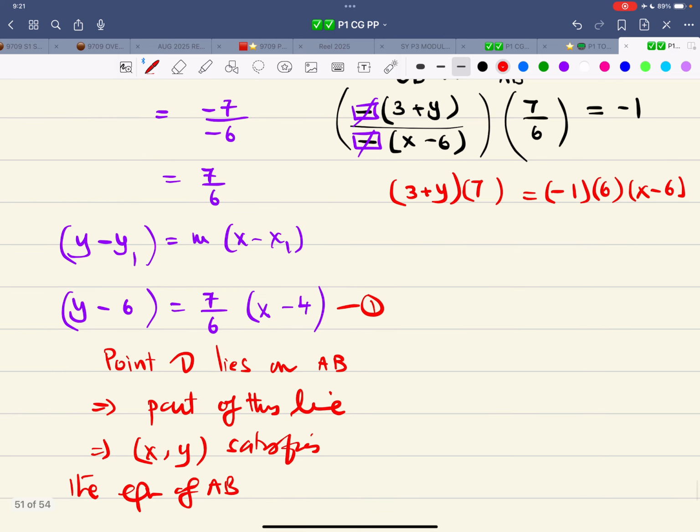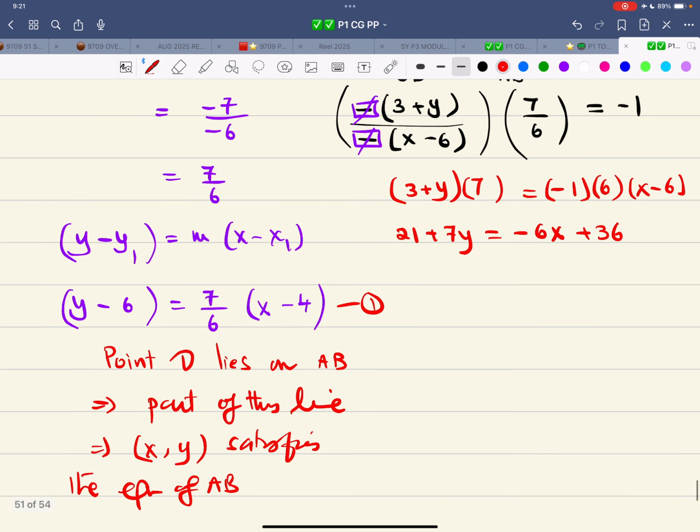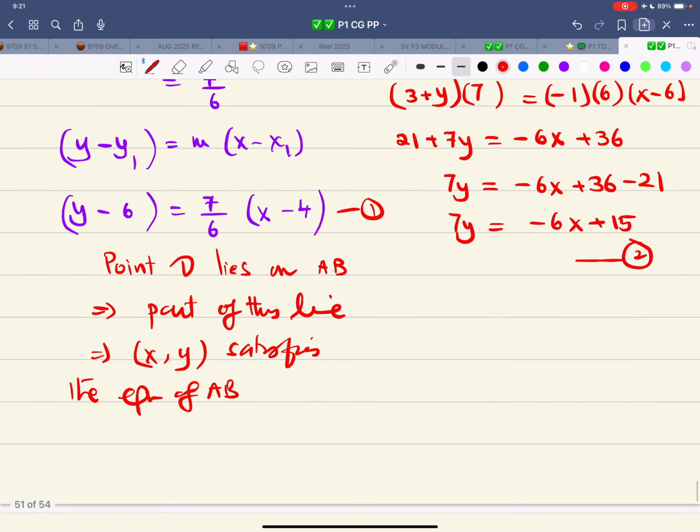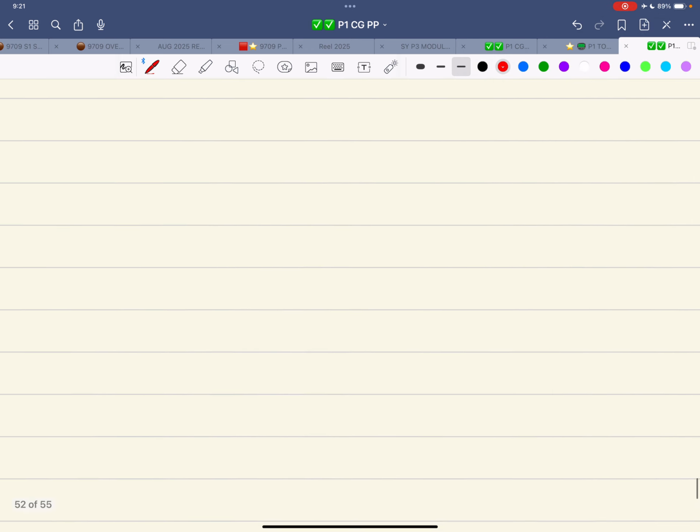So now let's multiply it out. 21 plus 7y, this is negative 6 into x, that is negative 6x, and negative 6 into negative 6, that is positive 36. And therefore 7y is equals to negative 6x plus 36 minus 21, that is negative 6x, and 36 minus 21 is 15. This is the second equation. Now keep in mind it's a working for 6 marks, so that means it's a lot of working.